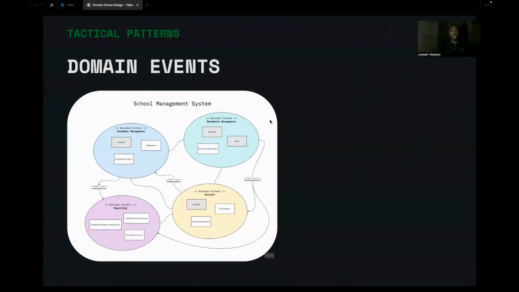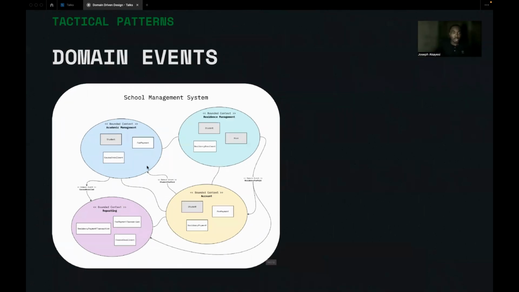And then we'll go to our third and final tactical pattern, domain events. A domain event is simply something that has occurred in your system. It's a record of what has occurred in your system. So when there's any change in your system, we emit a domain event, or a domain event is created.